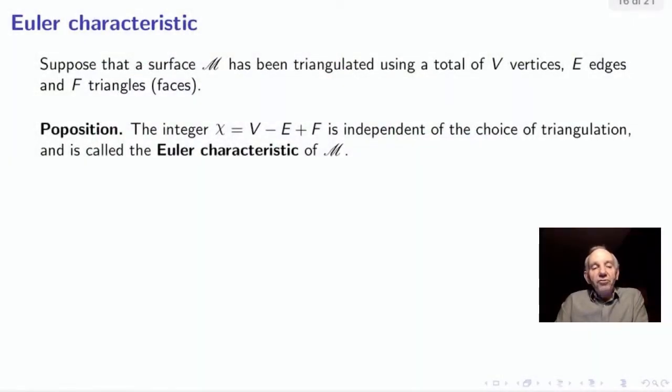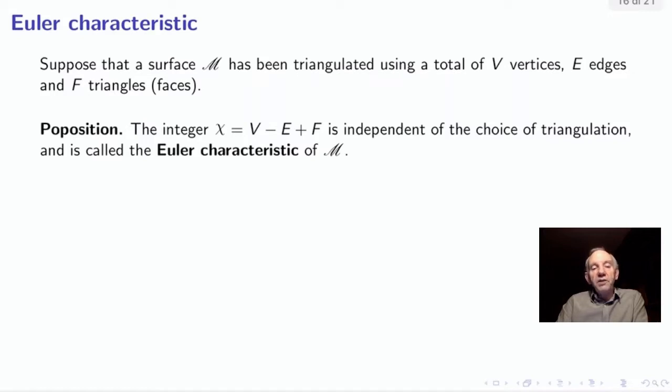This is a short extra talk to finish off the material of section 7.2 on the Euler characteristic, which I didn't have time to do in the live lectures. So the Euler characteristic, or the Euler number, is some integer which you can associate to a surface.